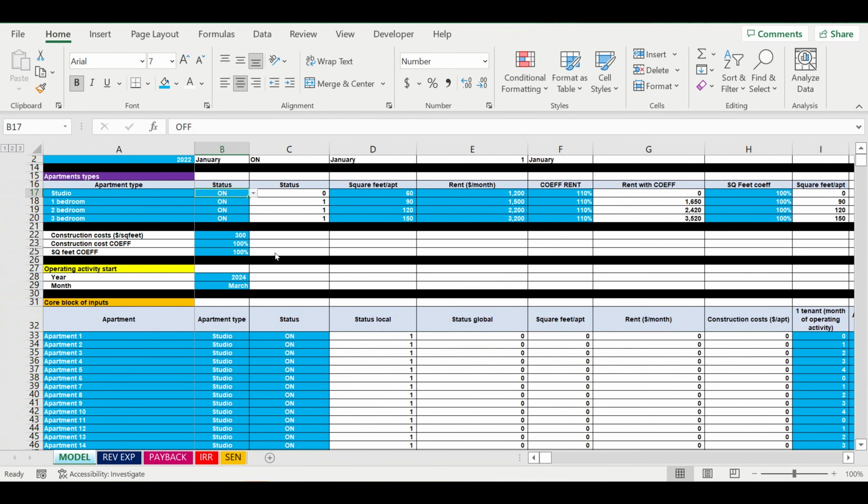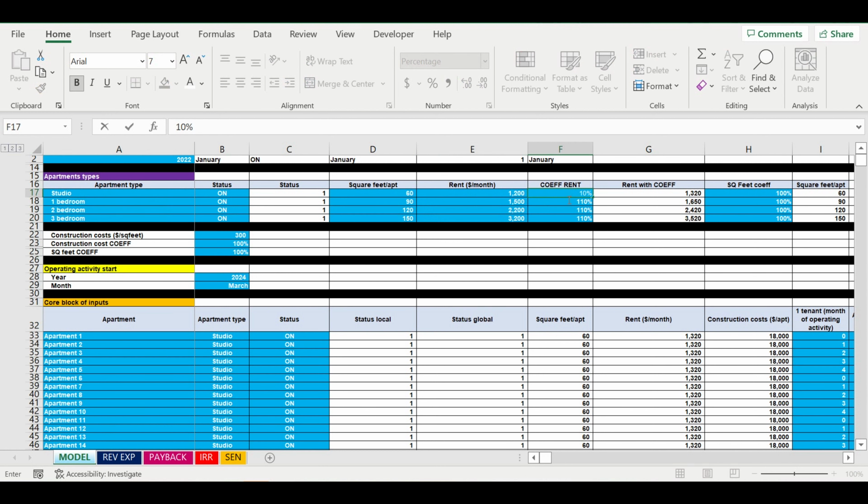Then we can specify the footage of each type of apartment. For studios it will be 60 square feet, 90, 120, 150. So we can assign the square footage of different types of apartments. Then we specify the rent for each type of apartment. Then we can add the coefficient for rent for different types of apartments to make it easy to play with scenarios.